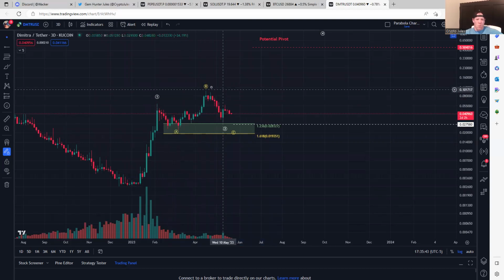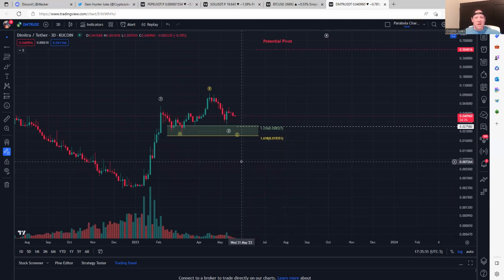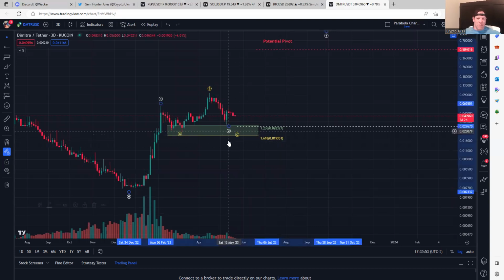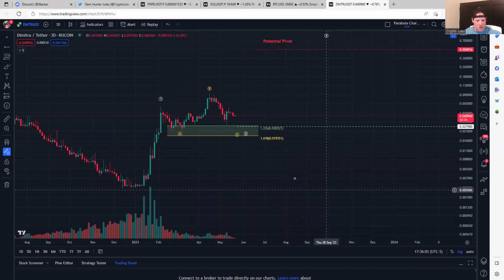But how do we know what this thing is going to do? And to answer the question, we don't. All we can do is just kind of play it level by level and understand what Elliott Wave says about flat structures in order for us to get an idea of where the potential pivot points could be and where the potential levels of interest are.